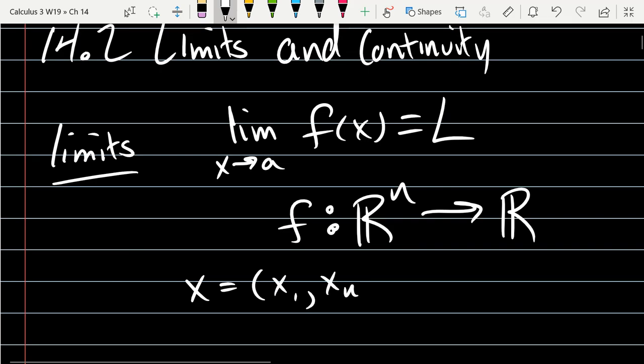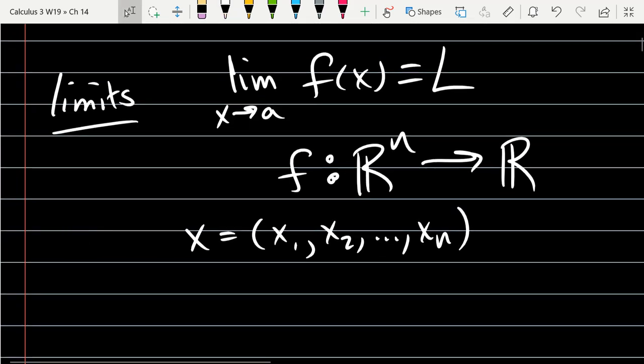So x is an n-dimensional point. Now if the dimension is higher than 3, you can't just write x, y, z, because nothing really comes after z. So we'll write it with x1, x2, etc. to xn. Those are the n-dimensional inputs. In 2 dimensions and 3 dimensions, you'll see it as x, y, or x, y, z.